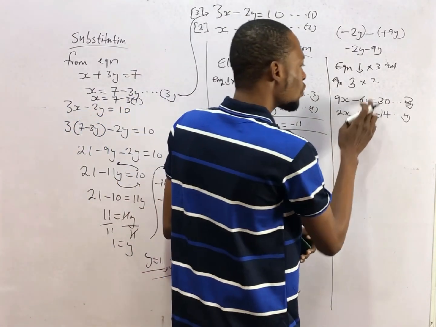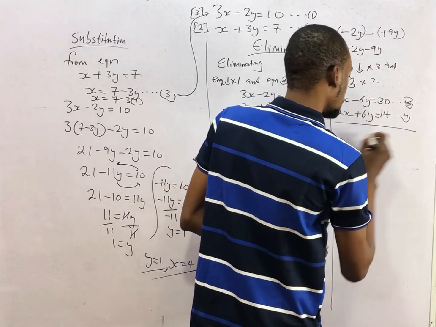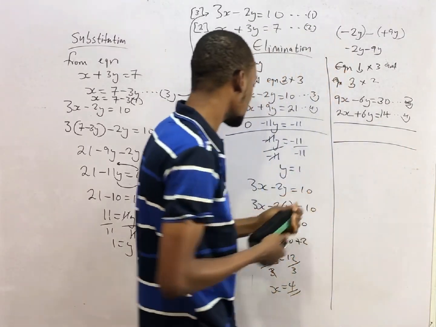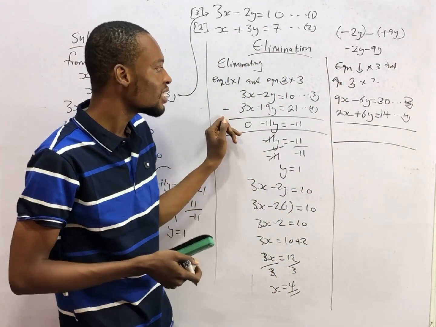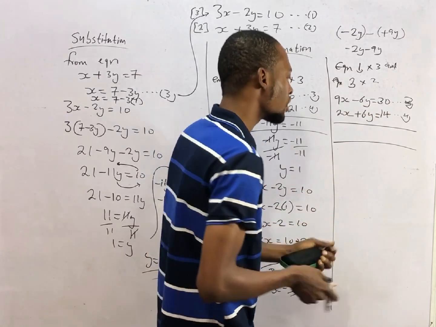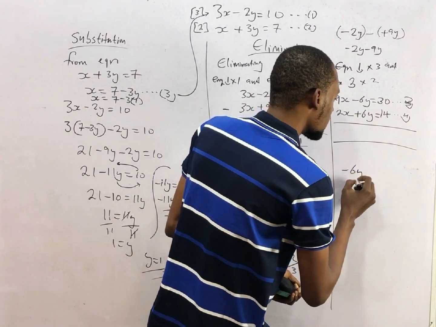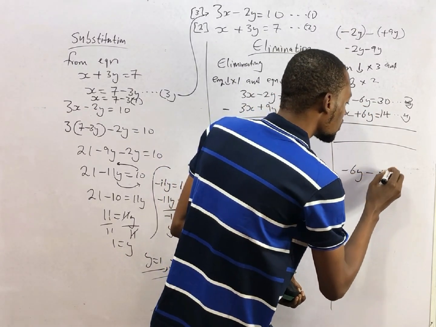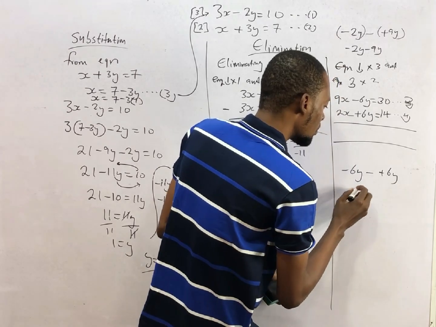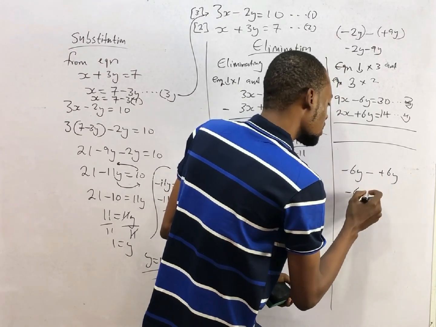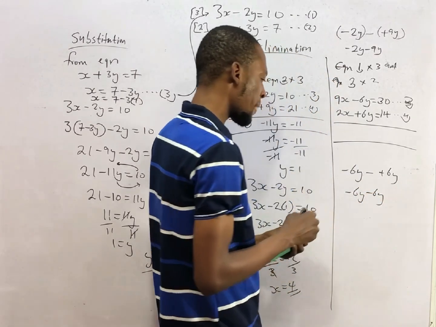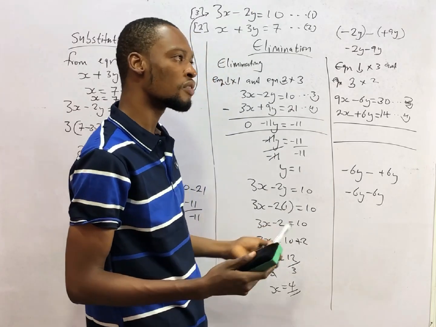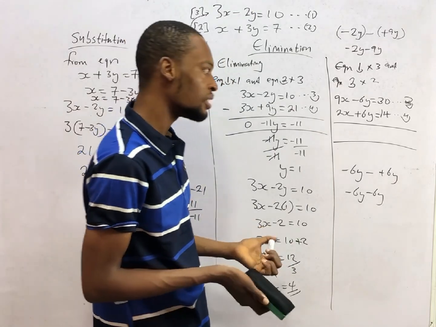Now that we have 6y and 6y here, we eliminate. In this case, we subtracted. Here, if you subtract, what will happen? You have minus 6y minus plus 6y. This will be minus 6y, plus times minus is minus 6y. Minus 6y minus 6y is minus 12y. You've not been able to eliminate.